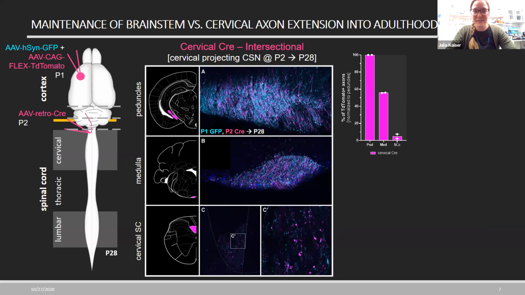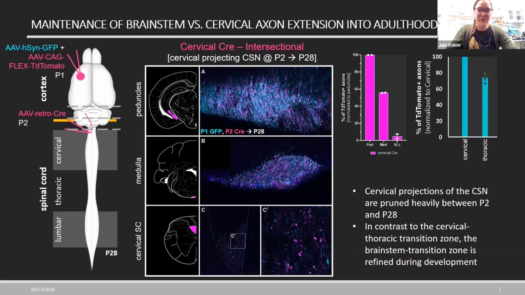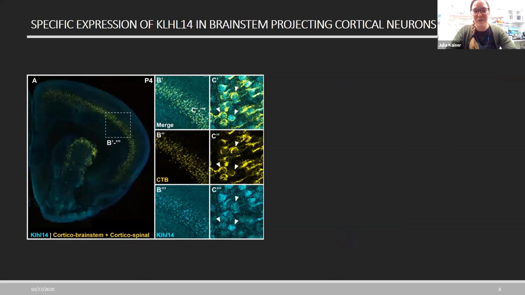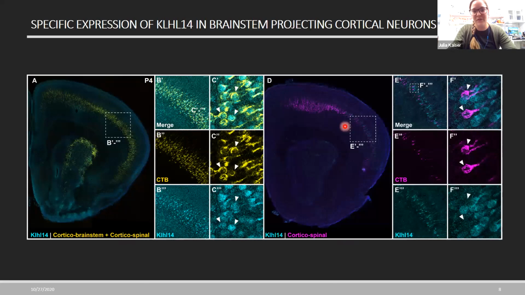So on top of brainstem neurons making the early decision to become brainstem neurons, cervical neurons now also decide to become brainstem neurons. This is especially interesting because in contrast to the cervical thoracic zone, as I mentioned in the beginning, we don't see this drastic reduction. So this seems to be a very brainstem specific thing. And to cut a long story short, we also have a handle on a molecular marker that selectively marks brainstem projecting neurons. As we can see, there is double labeling only with our tracer that we inject into the brainstem, but not when we inject it into the cervical spinal cord.